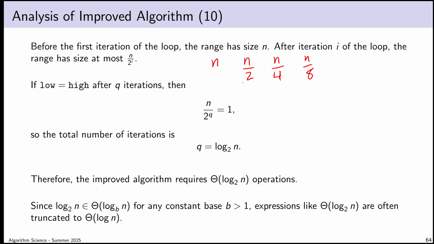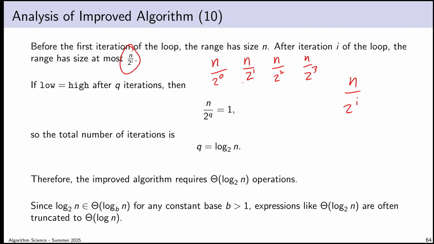And I notice I'm working with powers of 2, so I'll write them as powers of 2. So 2 squared, and then there's 2 cubed. And actually, if I go backwards, n over 2 is n over 2 to the 1. And in fact, n is n over 2 to the 0. And the pattern that I noticed there is that the size of the range after i iterations is n divided by 2 to the i. It's at most n divided by 2 to the i.